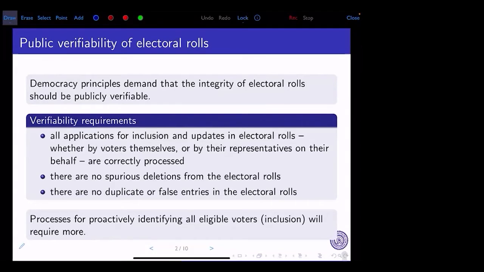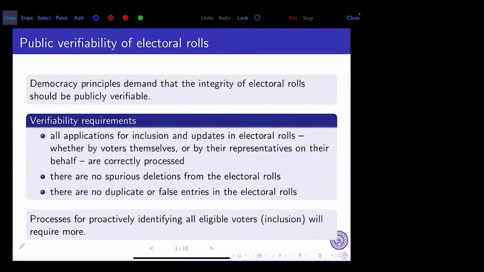Okay, so democracy principles demand that the integrity of the electoral roll should be publicly verifiable, and they seldom are. Right. So the electoral roll is usually downloadable from the ECI website in India, but they are not in a searchable form. They are typically given as images, and to do anything with them is sort of impossible. They are also not properly RTIable. You know, so you cannot file an RTI to ask the question that why was my name deleted, or why was my address not updated? You'll be lucky if you get any answers.